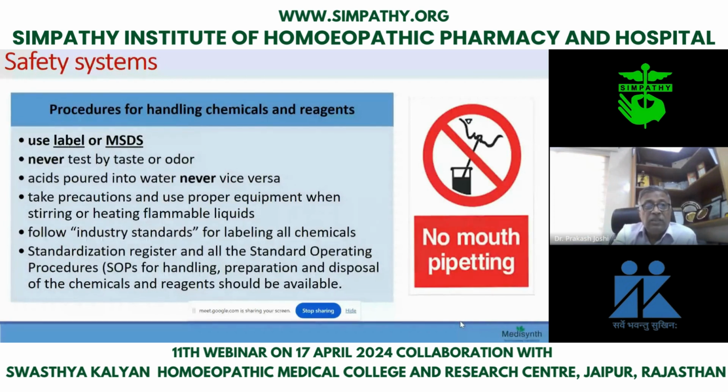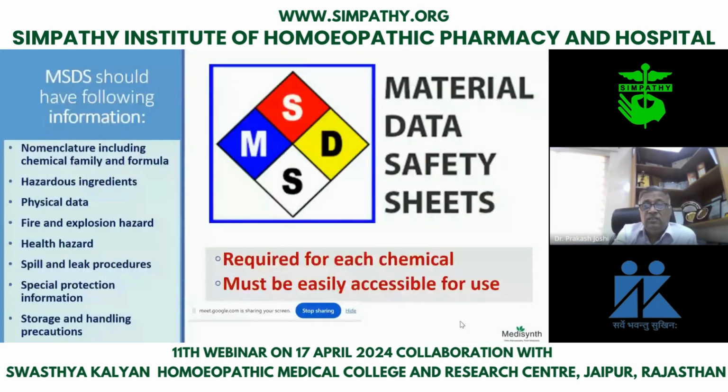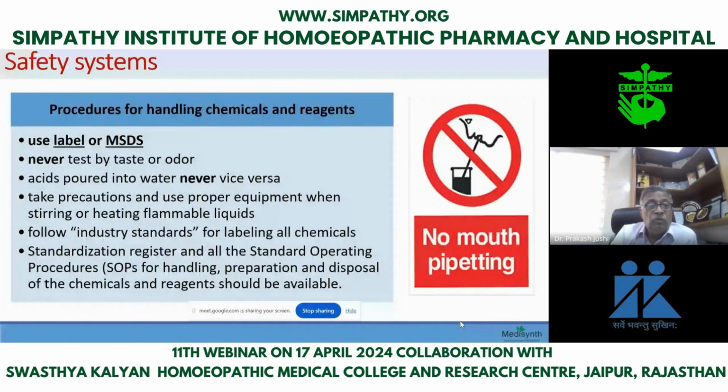Then procedures for handling chemicals. MSDS is very important. Next slide, material safety data sheets. It is the basic thing: for any chemical which you buy, you should have a material safety data sheet, required for each chemical, and it must be easily accessible. And every person who is working must go through this. So use the label and MSDS, never test by taste.